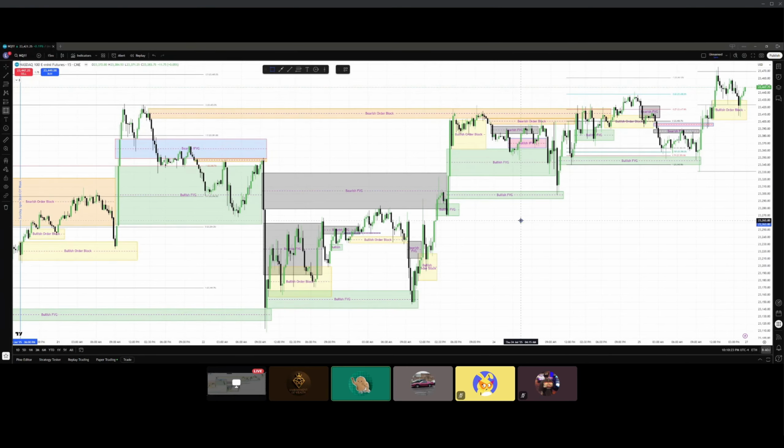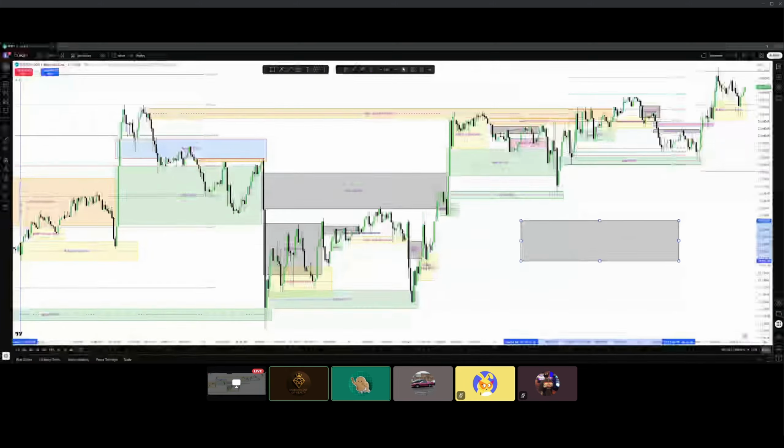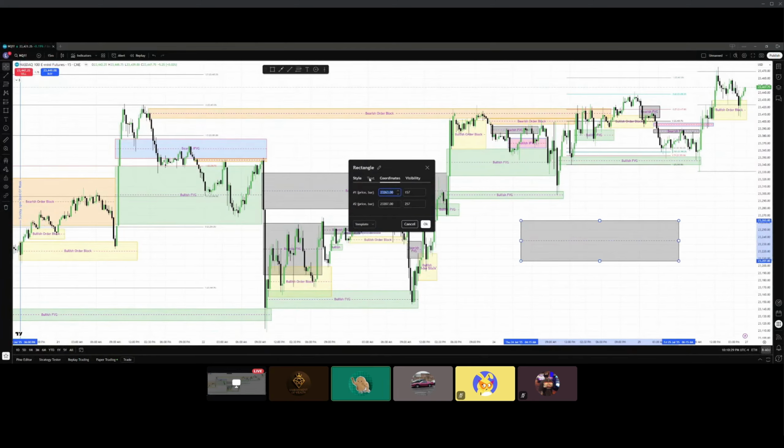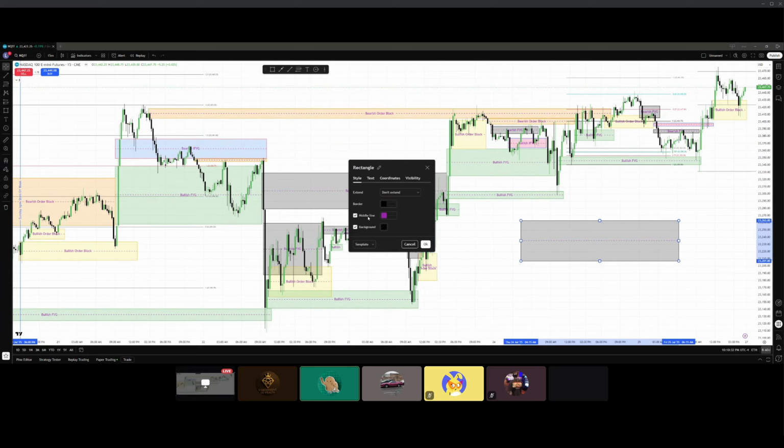So let's say I wanted to create a box. Now for settings, you're going to have that middle line that marks your 50%. If you want to add that, you'll click this and you can make it whatever color you want. I don't know why mine's purple. I just never changed it.